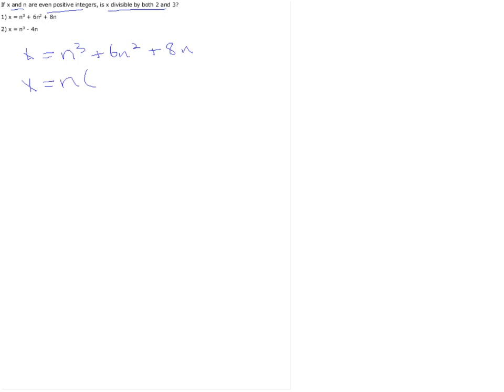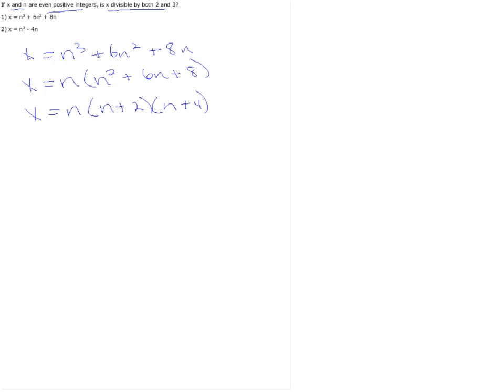So the greatest common factor here is n. That will leave us with n squared plus 6n plus 8. And of course, we see that we have a quadratic here. We can factor this to n plus 2 times n plus 4. And that's about as far down as we can go.